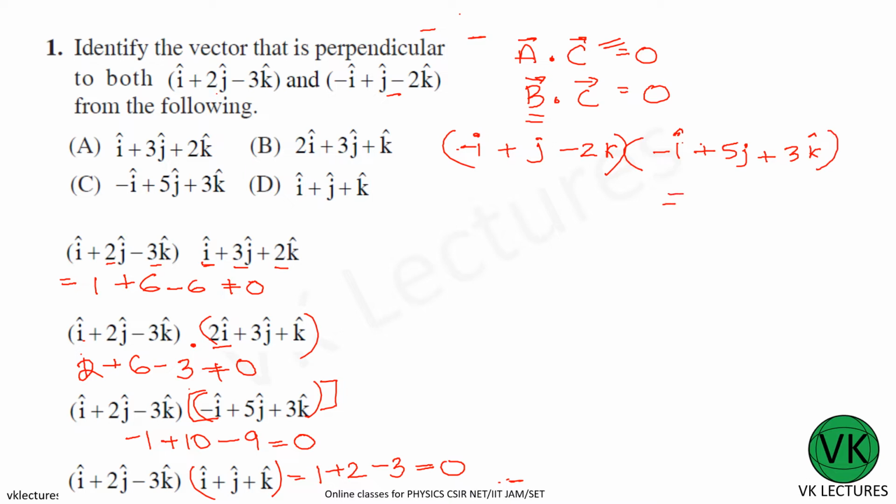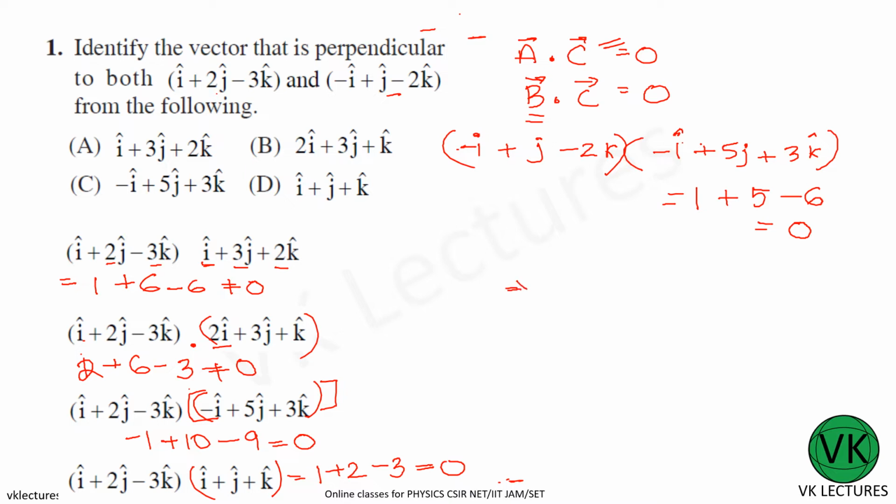What you will get is minus i times i, that is 1, plus j times 5, that is 5, 2 times minus 3, that is minus 6. So this is 5 plus 1 minus 6, that's equal to 0. So the required answer is minus i plus 5j plus 3k.